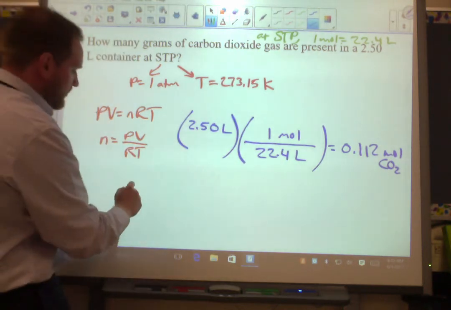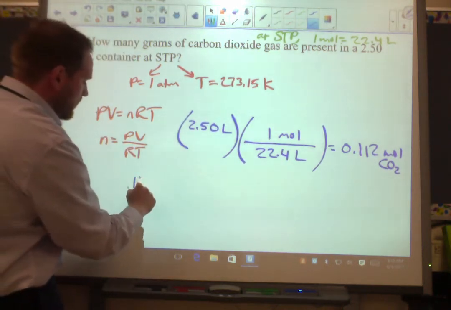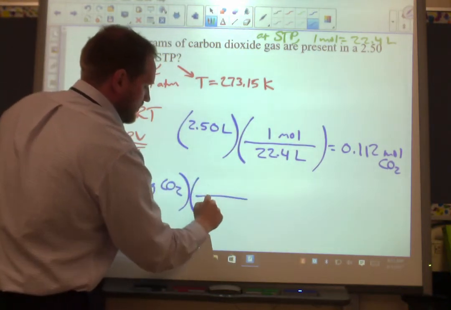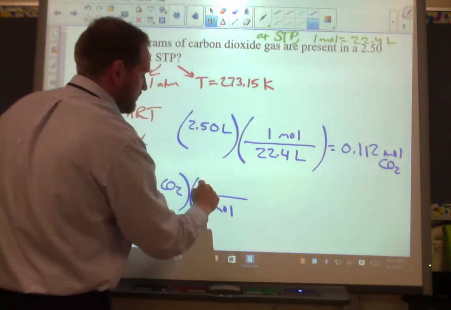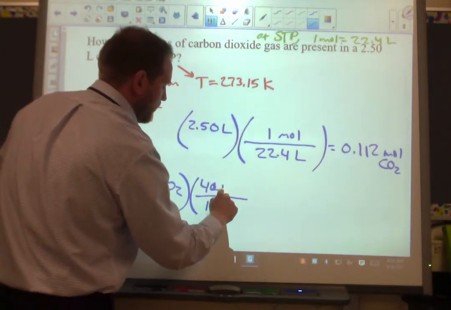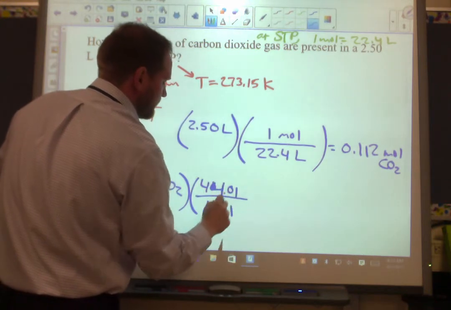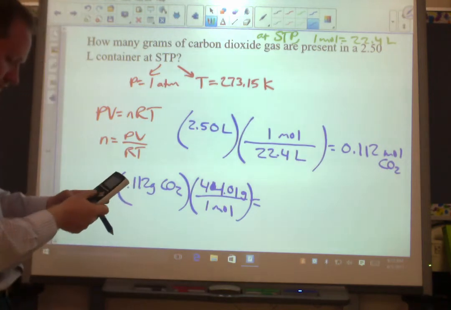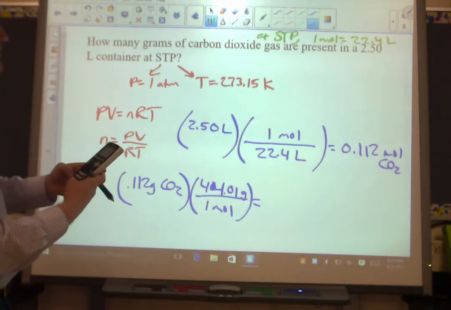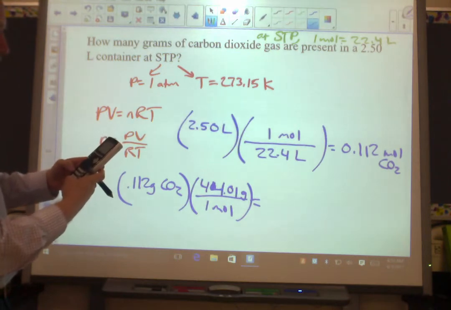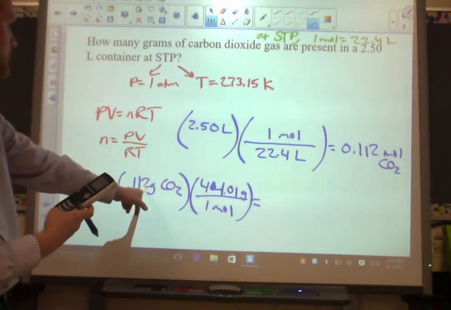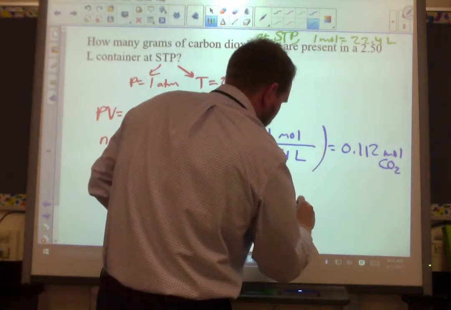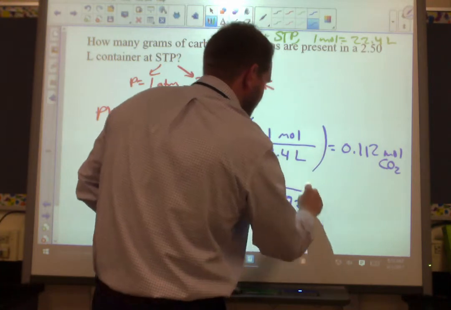I'm looking for grams, so now we just do a little bit of a conversion here. 0.112 moles of CO2 times 1 mole is down here, and we're going to put the molar mass of CO2, which is 44.01 grams. Let's see what we get. 3 sig figs, 4.93 grams. Okay.